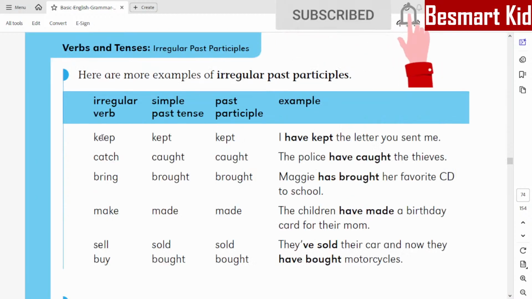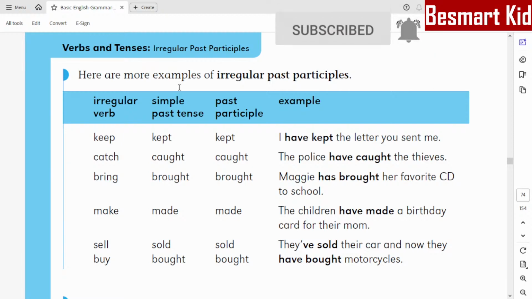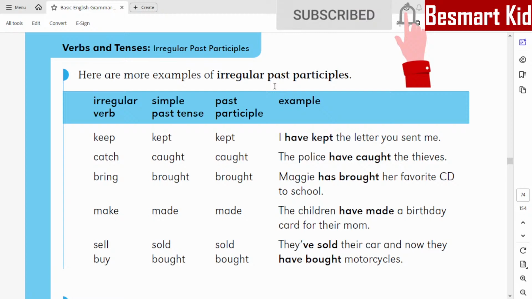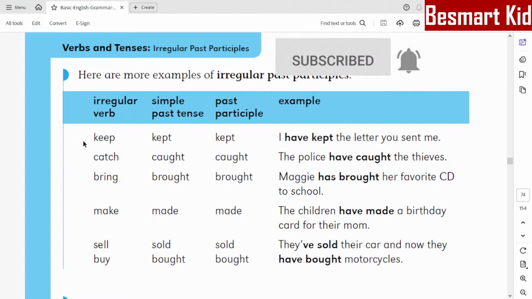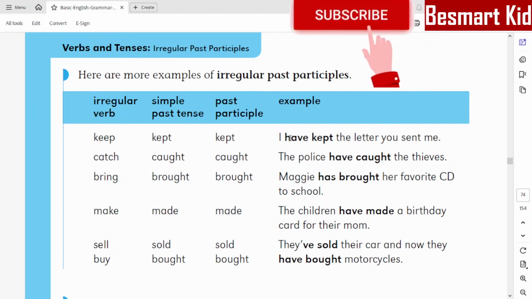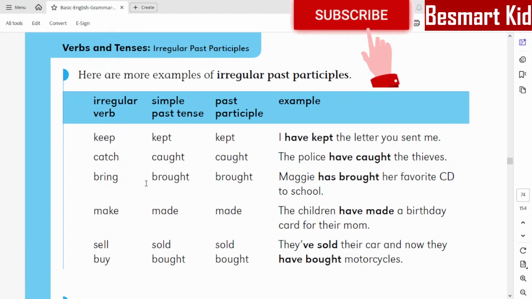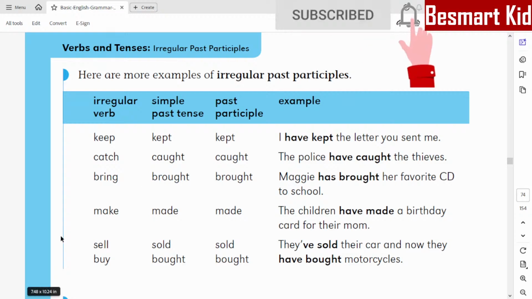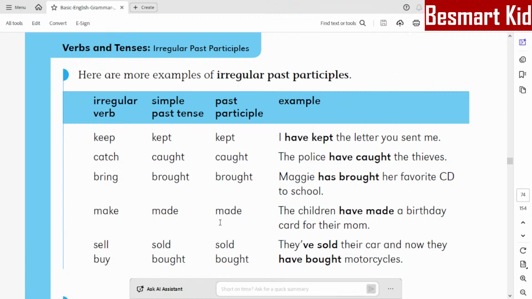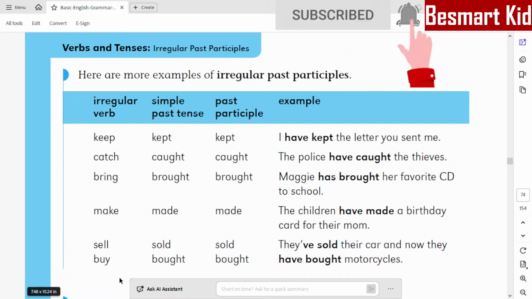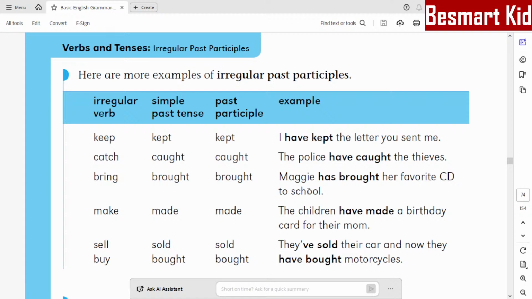Here we have the irregular verb, here the past simple, here the past participle. Keep, kept, kept. Catch, caught, caught. Bring, brought, brought. Make, made, made. Sell, sold, sold. Buy, bought, bought.